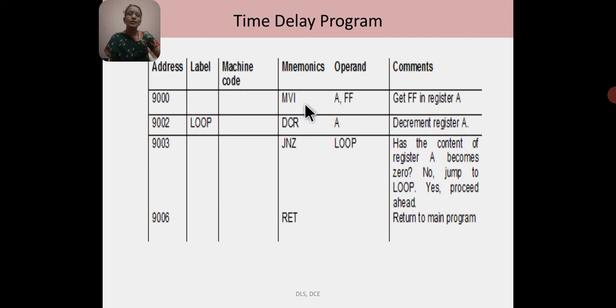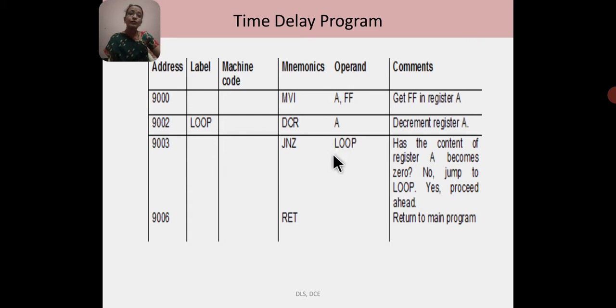So the first instruction in this program is MVI A, FF. This instruction immediately loads the accumulator with FF. Decrement A, this instruction decrements the accumulator content by 1. JNZ loop, here the content of the accumulator register will be checked.